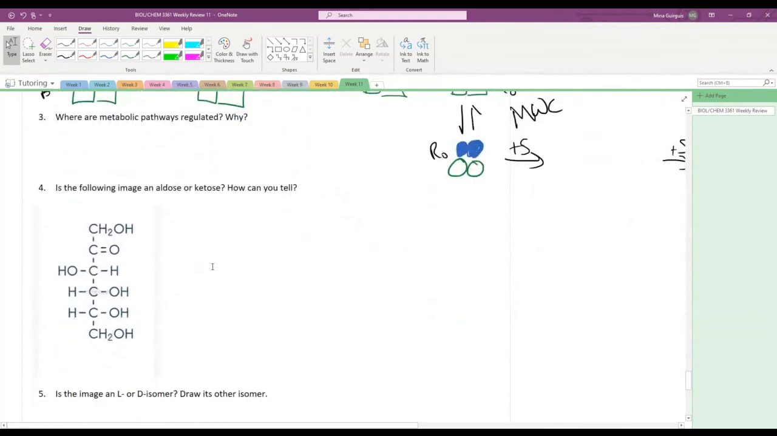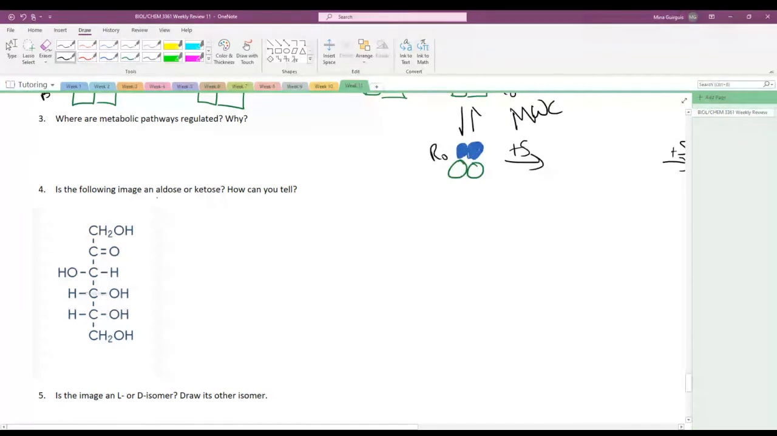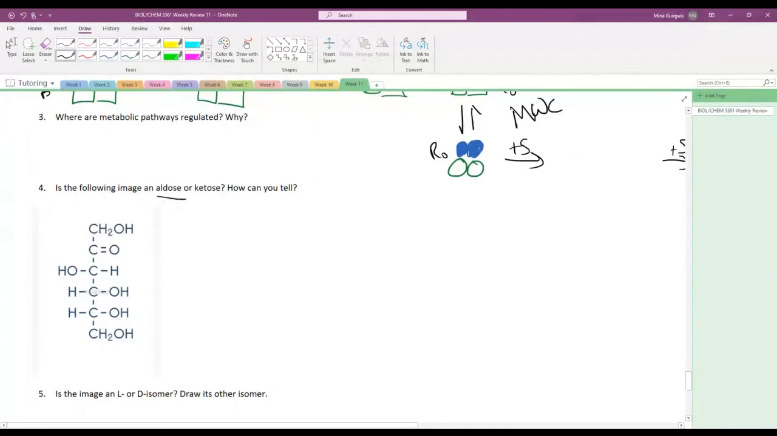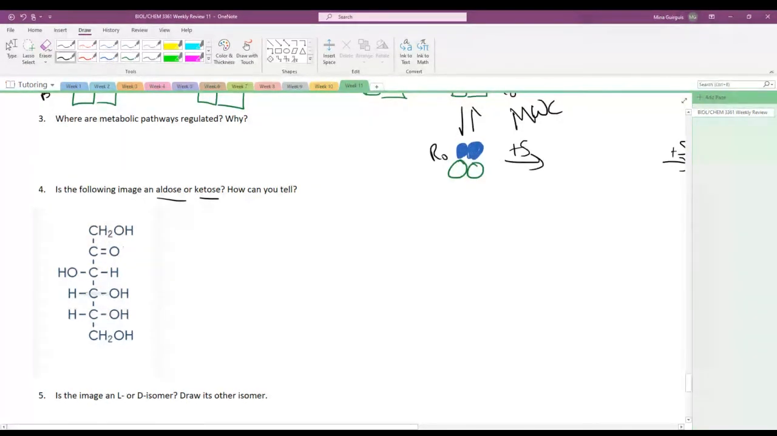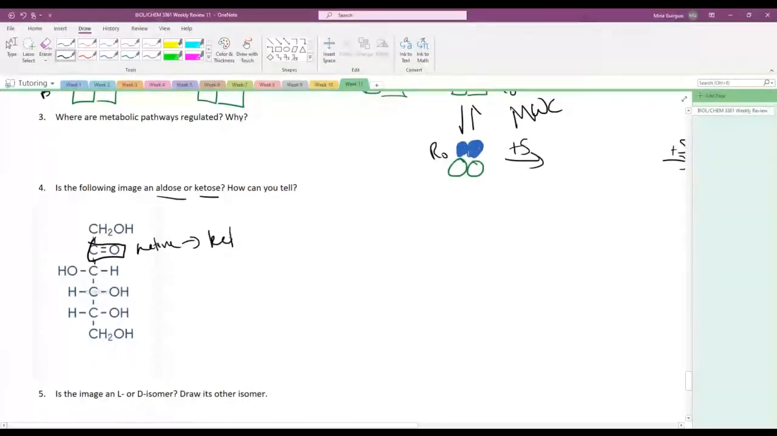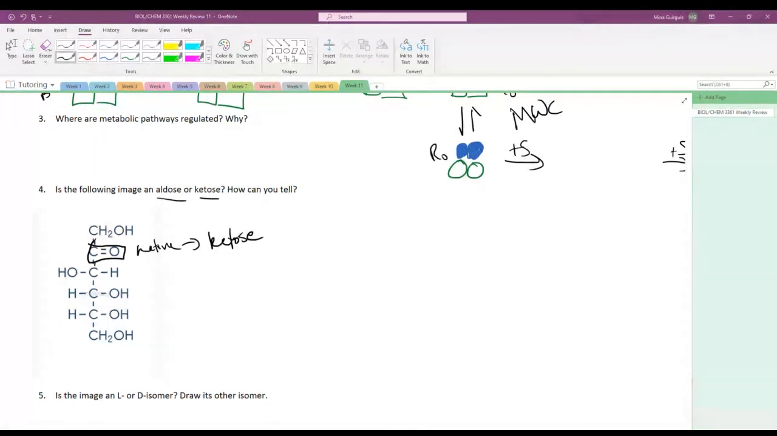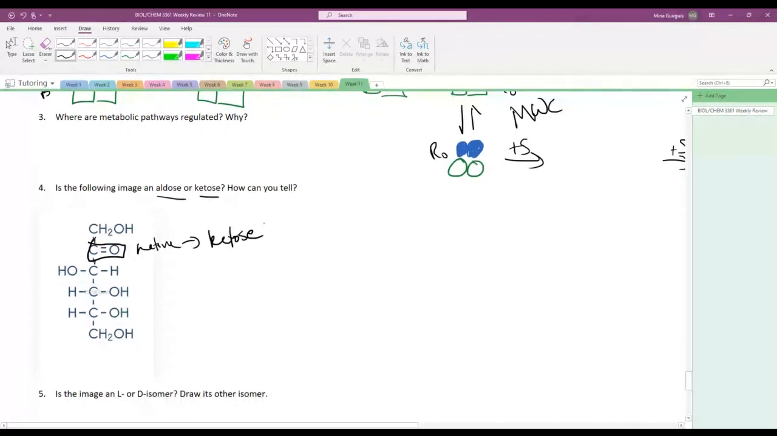So is the following image an aldose or a ketose, and how can you tell? This is from the carbohydrate chapter, one that we don't talk about a ton, but is still very valuable. Aldoses, their carbonyl is an aldehyde. Ketoses, their carbonyl is a ketone. You see that this is the carbonyl. It's attached to 2 carbons, which makes it a ketone. A ketone makes this a ketose. Okay, fairly easy. Just wanted to make sure that I mentioned it because it is a question that is somewhat frequently asked.